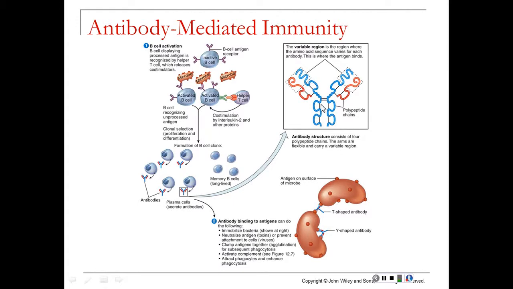Those antibodies, which kind of look like Ys, they're large proteins, they're going to bind to the antigens on the foreign particle, on the foreign cell membrane, and they'll immobilize the bacteria. They can neutralize the antigen. They can clump together, which is what happens with our blood types. If you recall, it's called agglutination. It can activate complement, which can kind of call in the troops, so to speak, to destroy the cells. It can attract phagocytes to enhance phagocytosis. Ultimately, either way, these antibodies are going to signal the end for this foreign body.